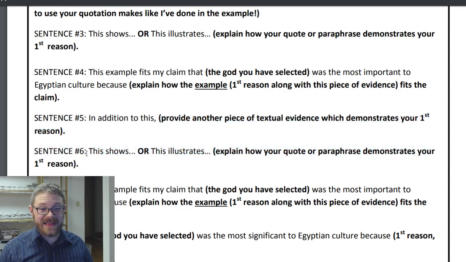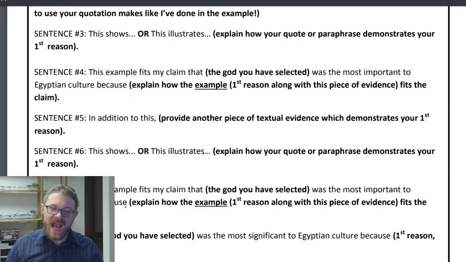In sentence 6, you're going to say "this shows" or "this illustrates," and you're going to explain how this particular piece of evidence demonstrates your first reason. And then in sentence 7, you're going to say, "This example fits my claim that the god you selected was the most important to Egyptian culture because," and you're going to explain how that example, which was your first reason, along with this piece of evidence, fits into your claim.